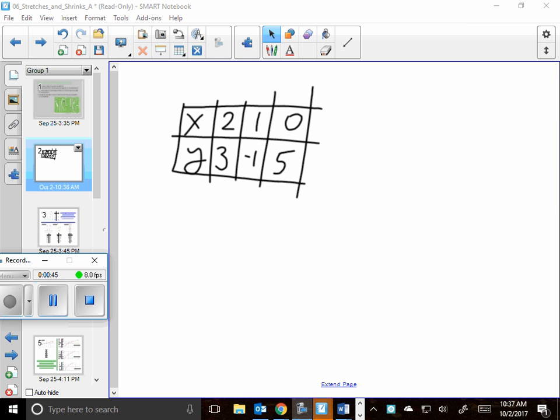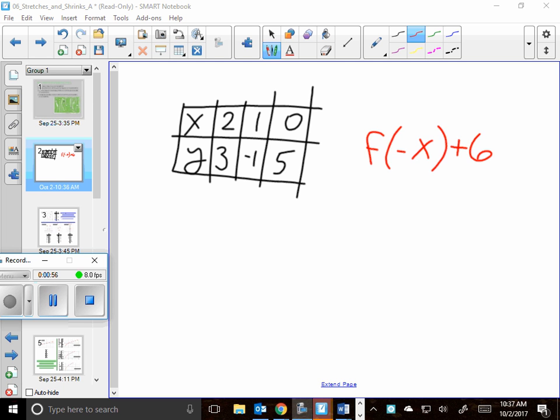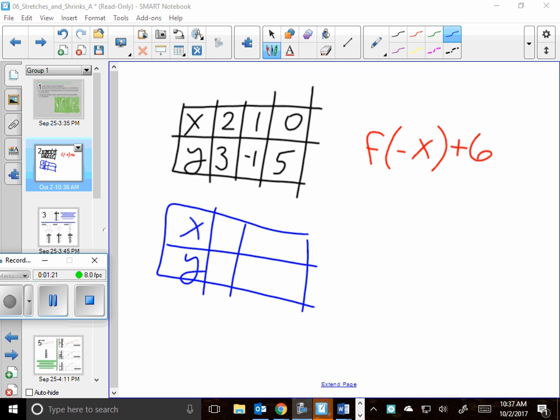Next, let's say I give you these directions. I want you to take f of x, and I want you to do this to it. F of negative x plus 6. Then, can you figure out what the new points would be for this one? I told you some stuff to do to x. I told you some stuff to do to y. Find me the new points for this. I'll pause for a second while you give that a shot.